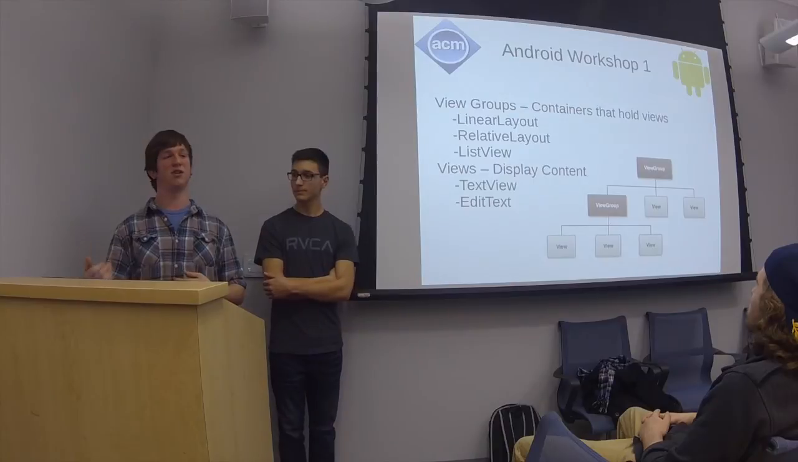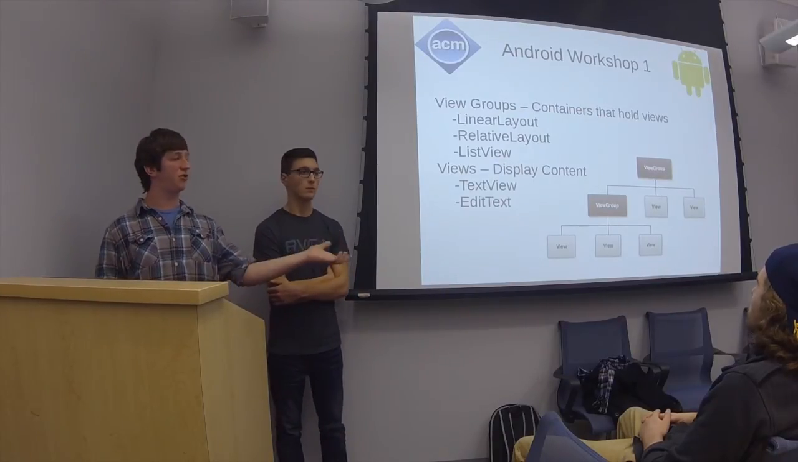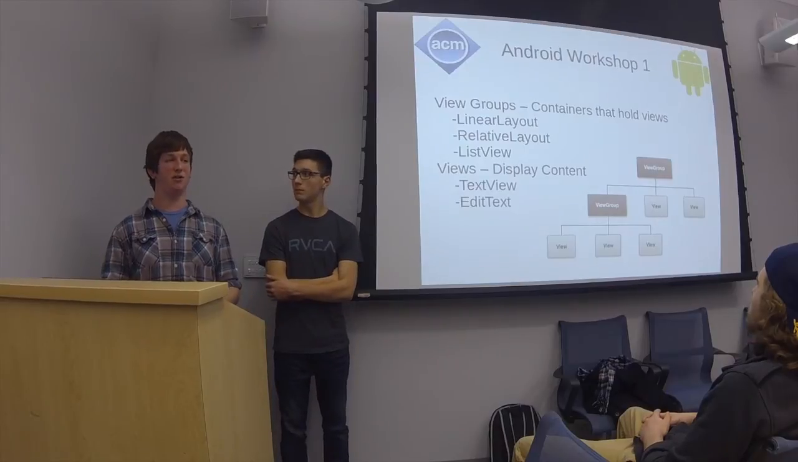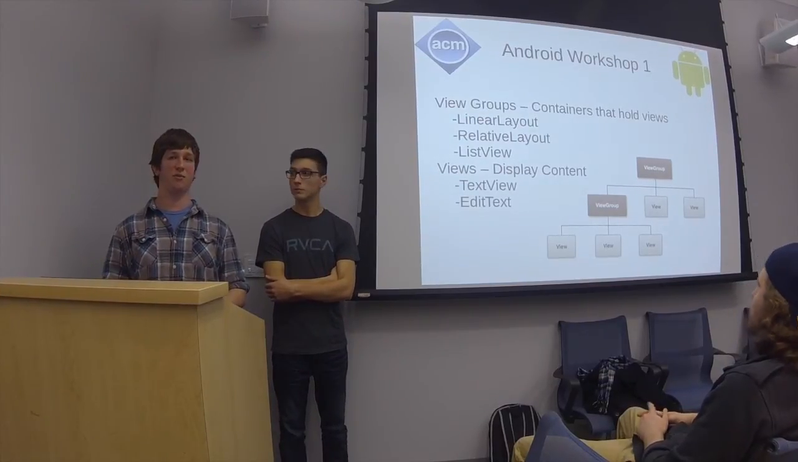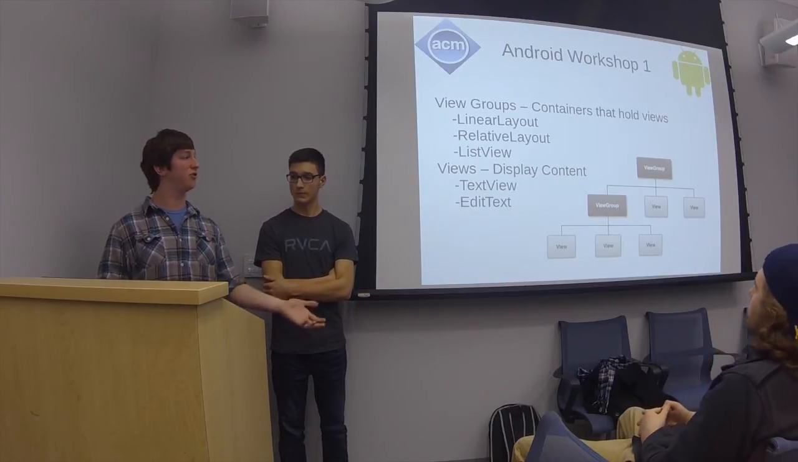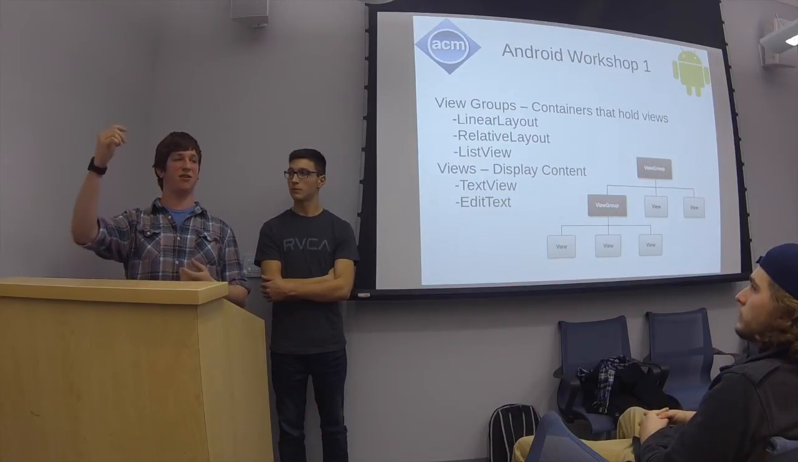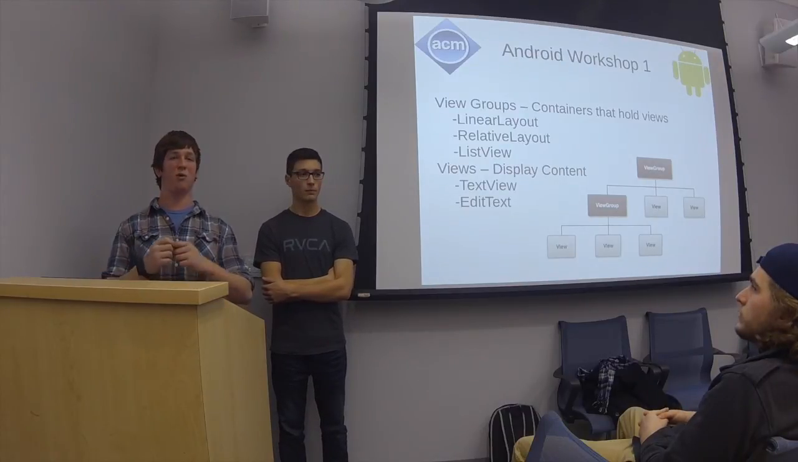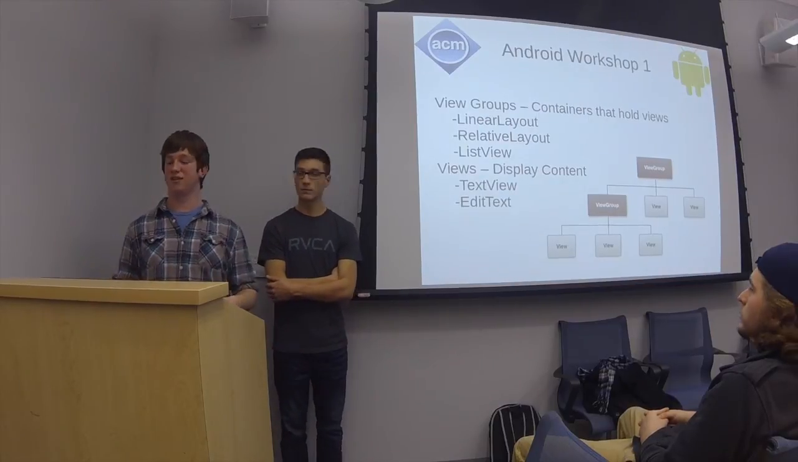And then it has views. Views are the actual content. So by combining view groups and views, you can get nice looking UIs that are very structured and hopefully easy to manipulate. You can put view groups into other view groups. So you can have a linear layout that aligns everything vertically, and then multiple linear layouts inside of that that align everything horizontally, etc.